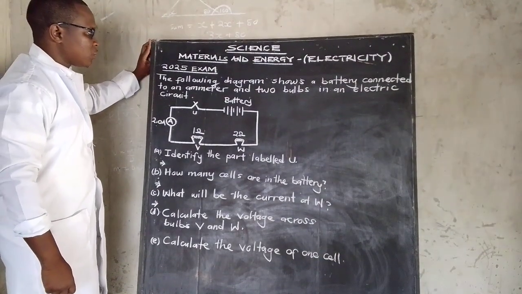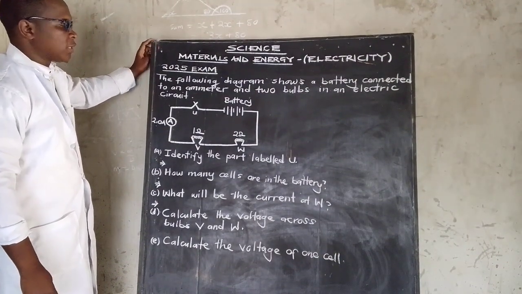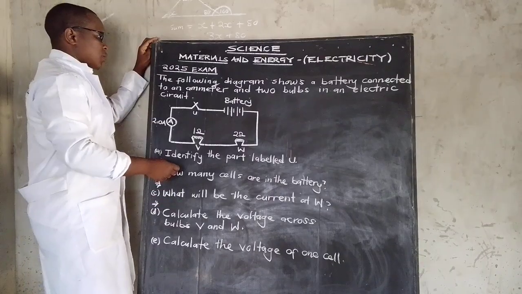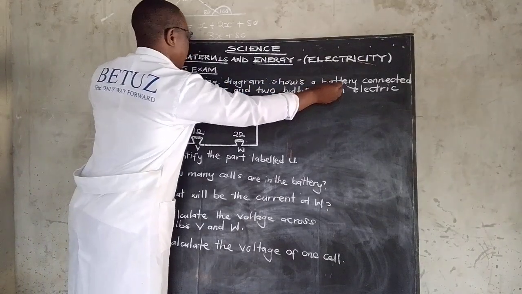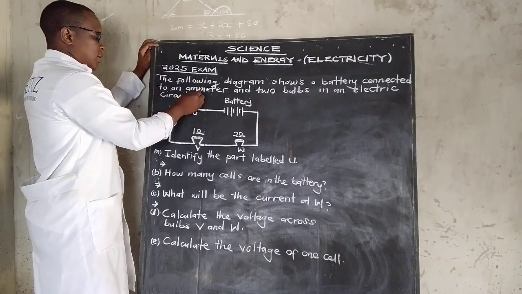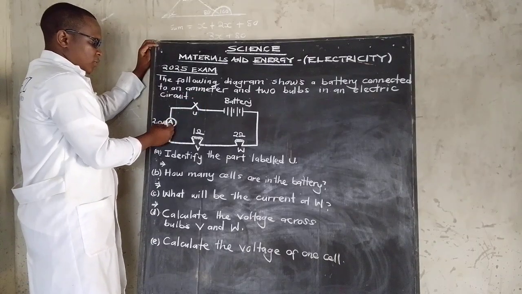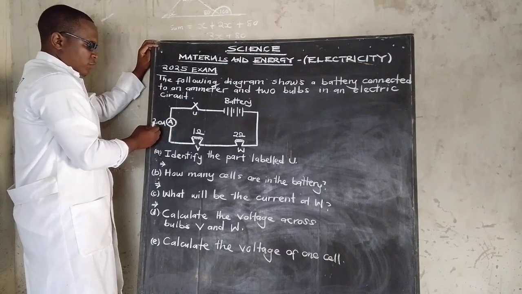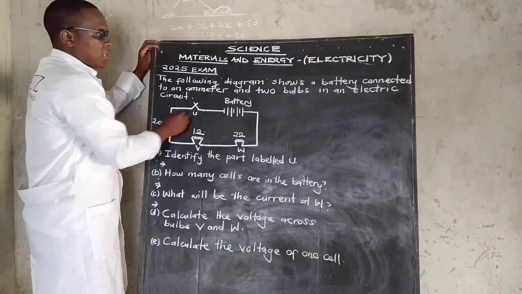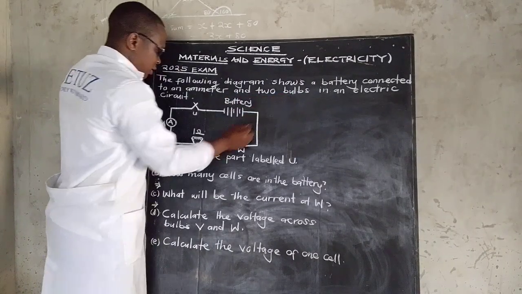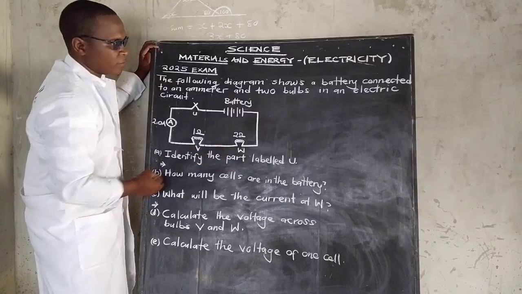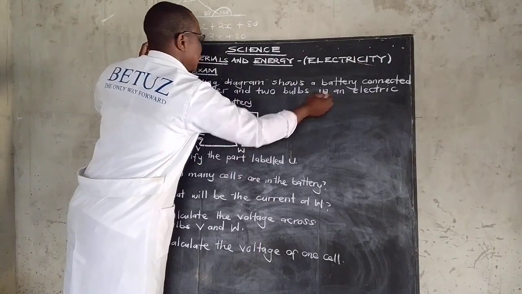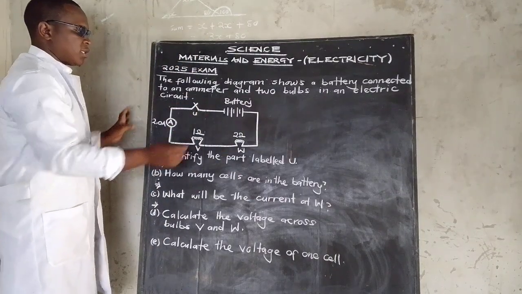So let's look at now 2025, a question on electricity. The question is saying, the following diagram shows a battery connected to an ammeter. This is an ammeter, which has a current of 2.0 amps and two bulbs. These are the two bulbs, V and W, in an electric circuit. So this is an electric circuit.